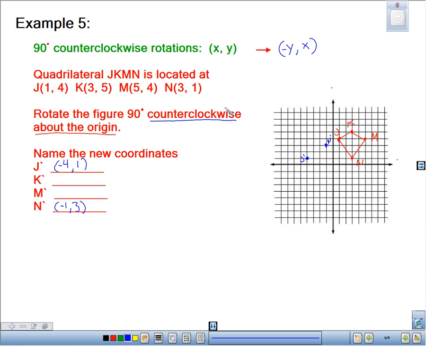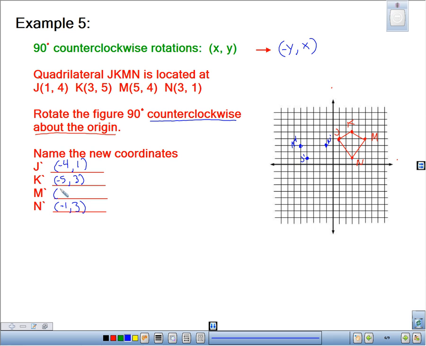Let's try k. K was at 3, 5, so I'm going to rewrite that. 5, 3. And remember, the y has to be opposite, so in this case, -5. So let's draw it. 1, 2, 3, 4, 5, and then up 3. 1, 2, 3. There we go. There's k prime. Wonderful.